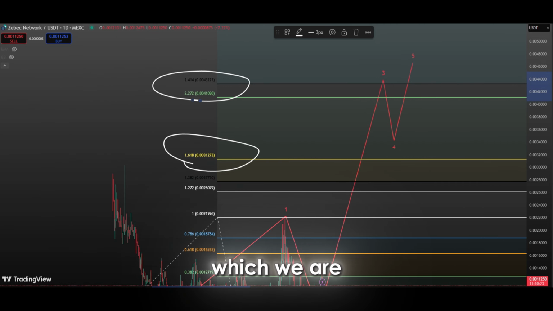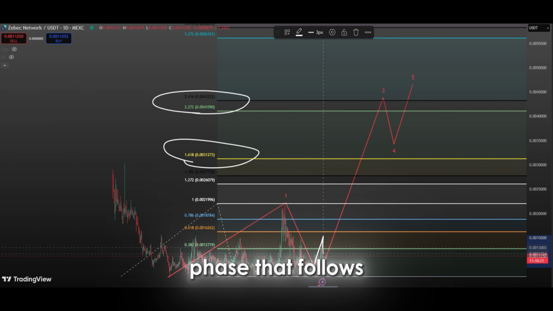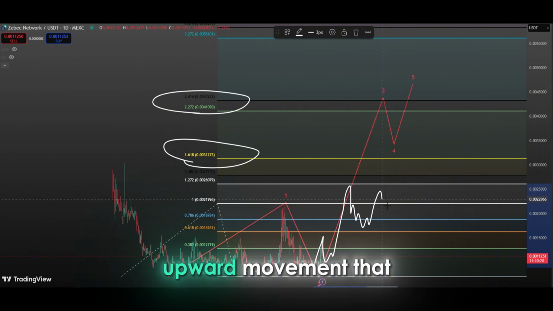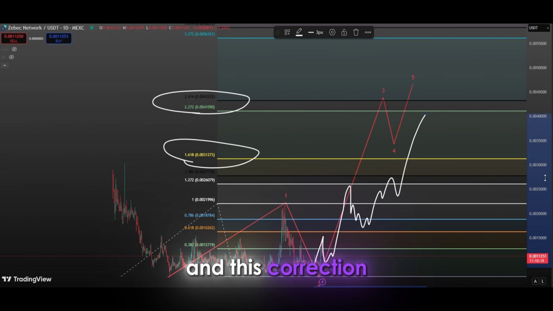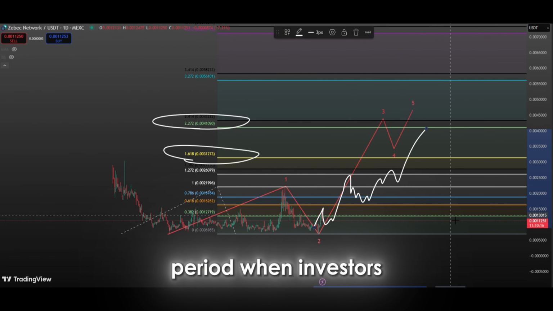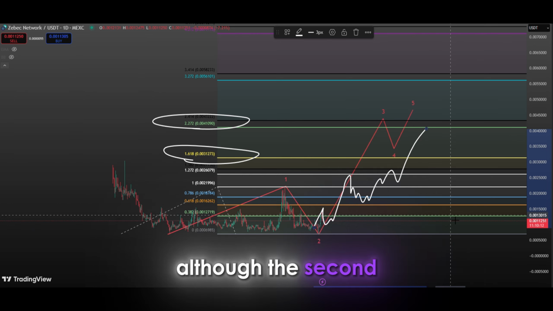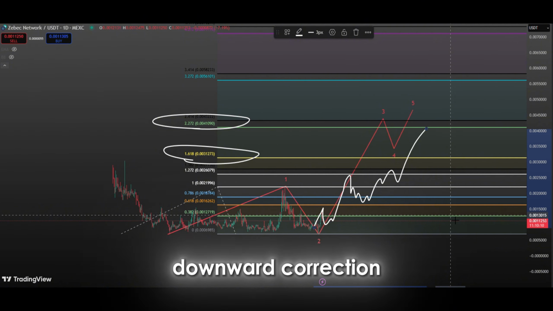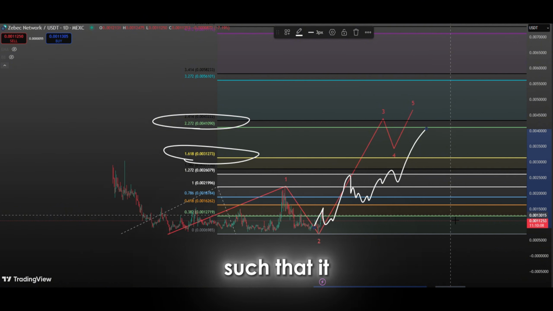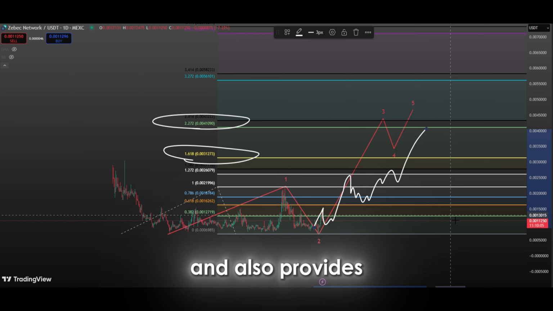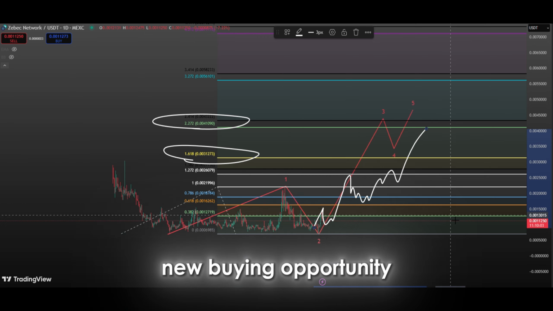The second wave, which we are currently in, is the correction phase that follows the strong upward movement that started in the first wave. And this correction is usually a period when investors turn to profit-taking and some of them become skeptical. Although the second wave is a downward correction, the nature of this wave is such that it is an important phase that sets the stage for the third wave and also provides investors with a new buying opportunity.